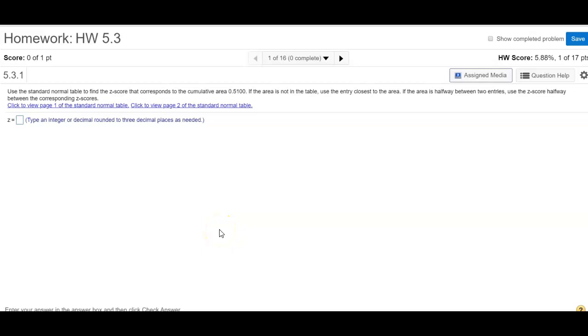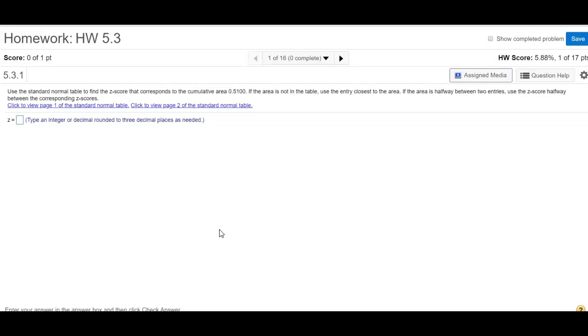So let's go ahead and start section 5.3. This is slightly different from 5.1 and 5.2 because in 5.3 they give us the area, which is also your probability and your percentage, and they ask us to find the respective z-score. We will be using a StatCrunch calculator. We will not be using the tables here, so I want you all to pay attention.